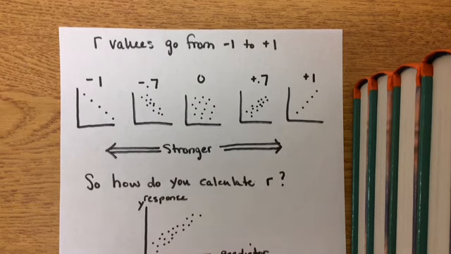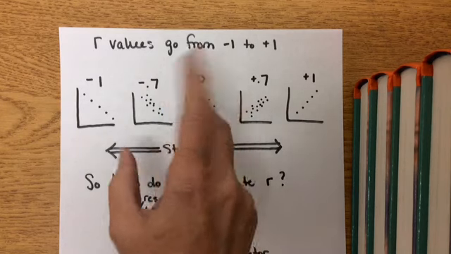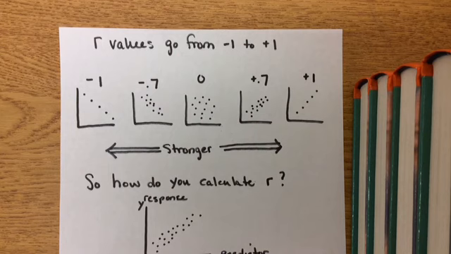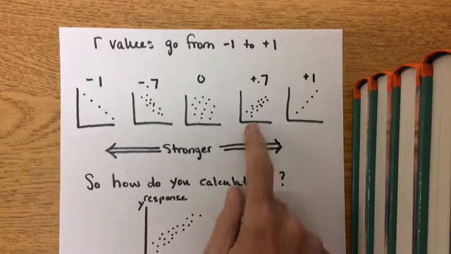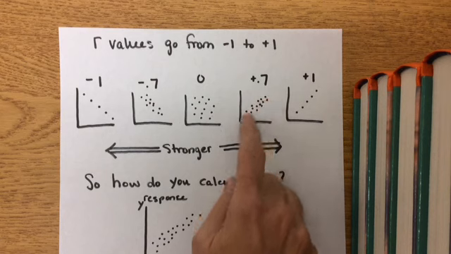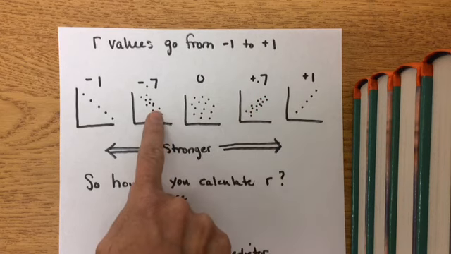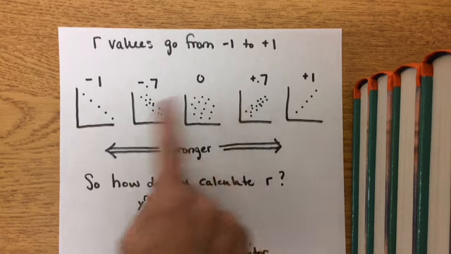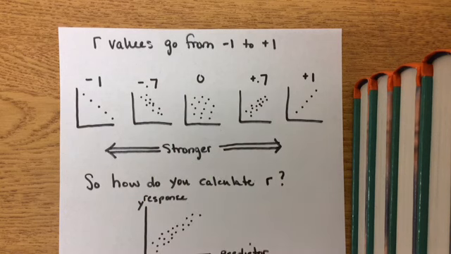And then 0. 0 means that there's no association between one variable and the other. There's a whole lot of scatter going on in this graph. The positive 0.7 could be that the graph is still as strong as this one over here, it's just slanting in a different direction. And then positive 1 is the biggest R value that you can get.